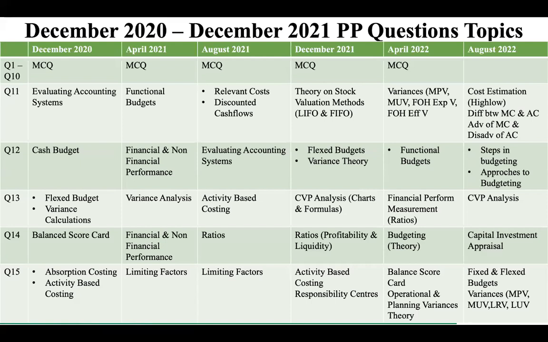That tells you there is a very high chance from budgeting of having a question on functional budgets and cash budget. There was a functional budget question in August 2022, theory part, section A. So you must know how to prepare functional budgets and also how to prepare cash budget. Variances can still be repeated. So you must know how to calculate all variances, not some.